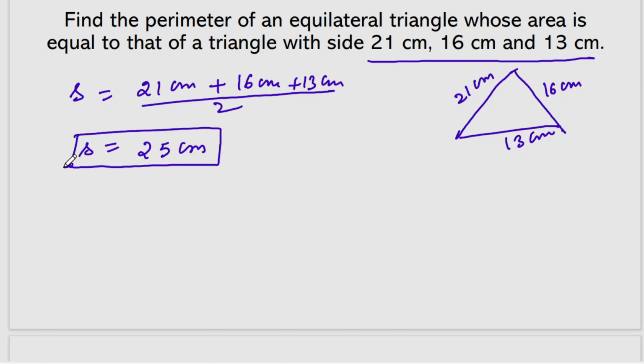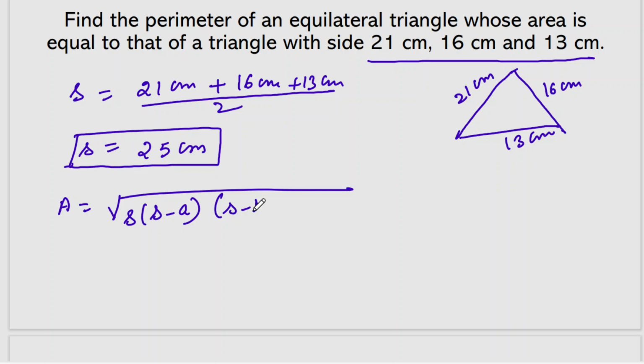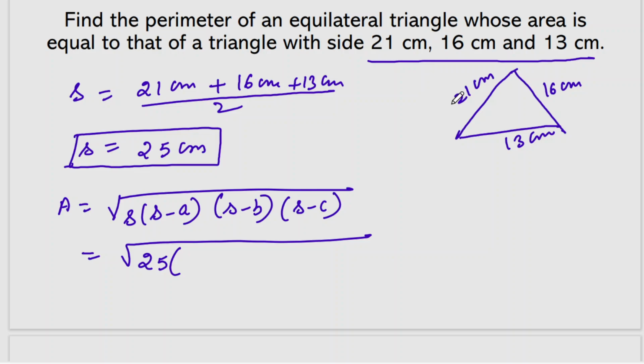Now you got the semi-perimeter. Now first you'll find the area of this triangle. So what is the area? Area will be equal to under root s, s minus a, s minus b, and s minus c. The semi-perimeter is 25. Now this is your a, this is your b, and this is your c. a, b, and c are the lengths of the sides of the triangle. Okay. Now 25 minus 21, 25 minus 16, and then we have 25 minus 13.